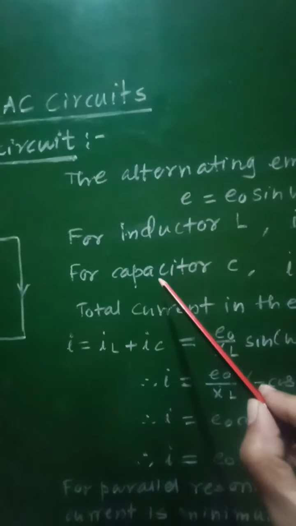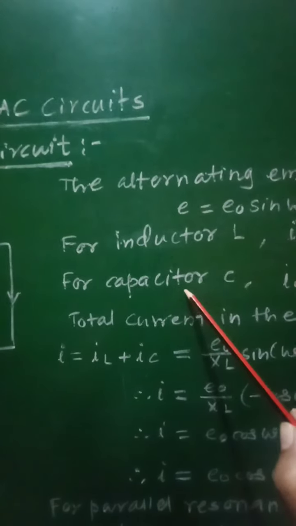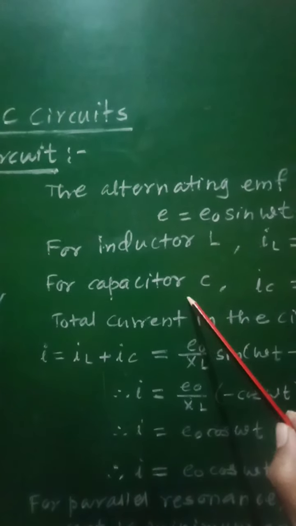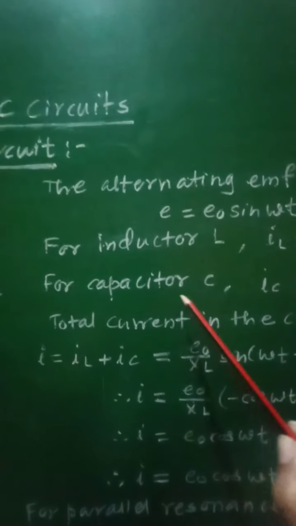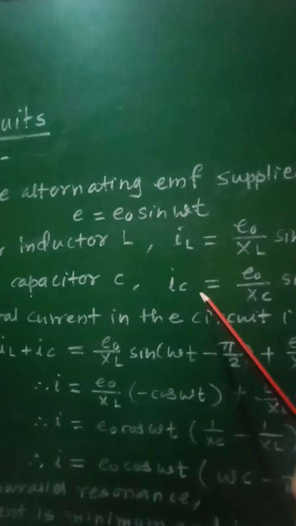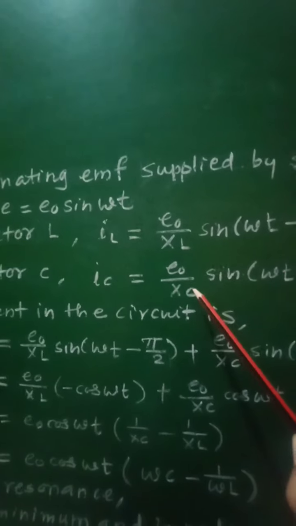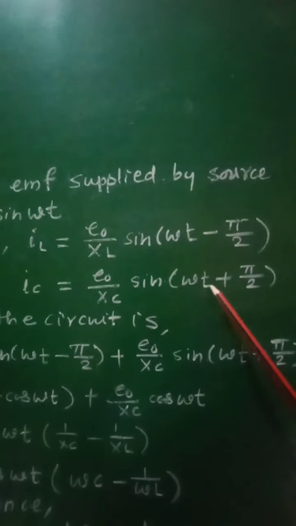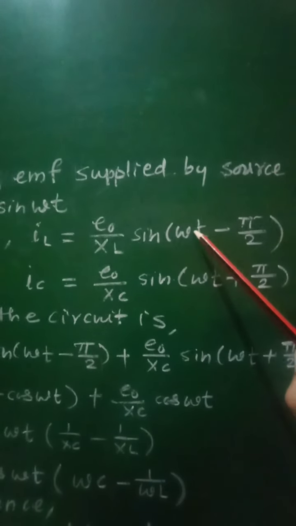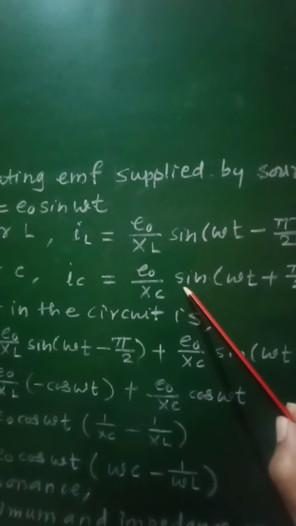Similarly, in case of the capacitor C, the current leads the EMF by a phase angle of pi by 2, and hence the instantaneous current through the capacitor, that is IC, is equal to E0 upon XC sin omega t plus pi by 2. Here the current lags behind in case of the inductor, and the current leads the EMF in case of the capacitor.